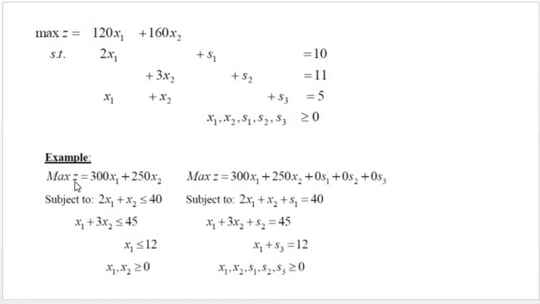Similarly, consider another example. Maximize z equal to 300x1 plus 250x2 subject to 2x1 plus x2 less than or equal to 40, x1 plus 3x2 less than or equal to 45, x1 less than or equal to 12, x1, x2 greater than or equal to 0. So the standard form is maximize z equal to 300x1 plus 250x2 plus 0s1 plus 0s2 plus 0s3 subject to constraints 2x1 plus x2 plus s1 equal to 40, x1 plus 3x2 plus s2 equal to 45, x1 plus s3 equal to 12, x1, x2, s1, s2, s3 are all greater than or equal to 0.